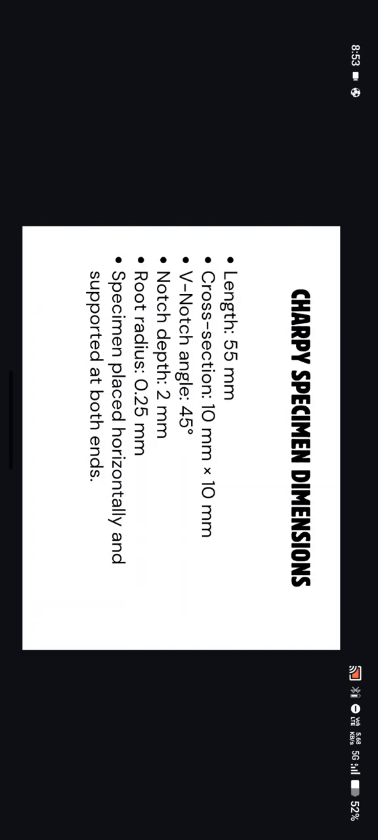Dimensions of Charpy specimen. The length of the specimen is about 55 mm and the cross-sectional area is 10 by 10 mm, and the V-notch angle is 45 degrees and the notch depth is up to 2 mm and the root radius is 0.25 mm. The specimen is placed horizontally and supported at both ends by the specimen holder.